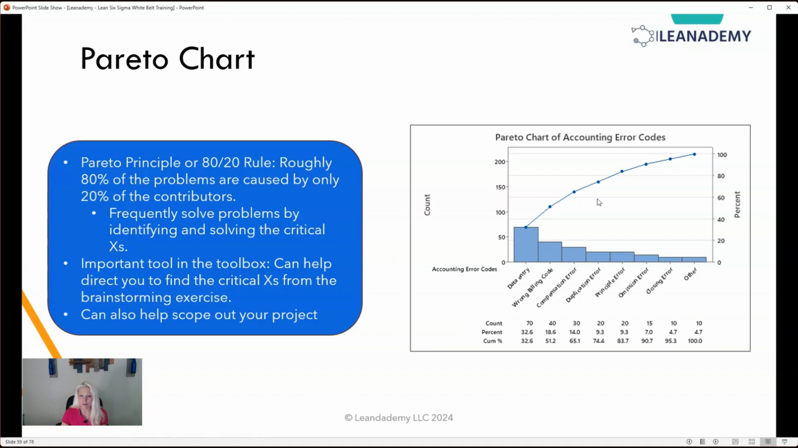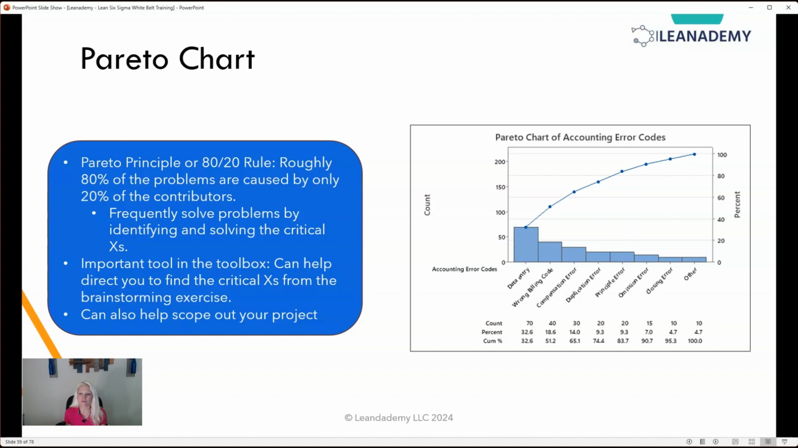just where 80% is. If you think about this, if we go down here and look at 80, you can see that we really have these are our critical X's, and these are things we probably should deep dive into to see what's really causing our problems. This can also help you scope out your project.